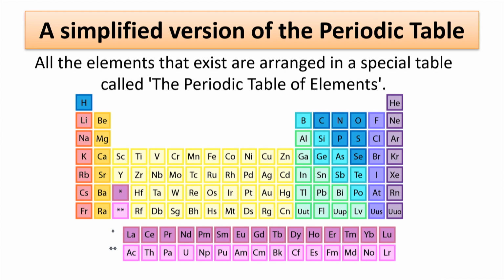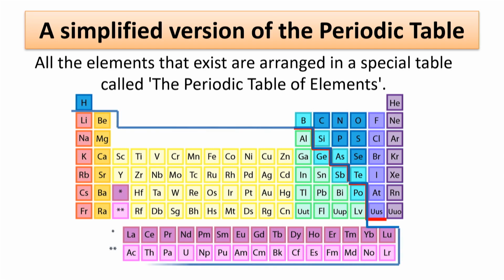All the elements that exist are arranged in a special table called the periodic table of elements. A simplified version of the periodic table is shown. Elements can be classified as metals or nonmetals. In the periodic table, we can recognize metals by drawing a diagonal line starting below boron and moving down like a staircase. Metals are found to the left of the diagonal line.